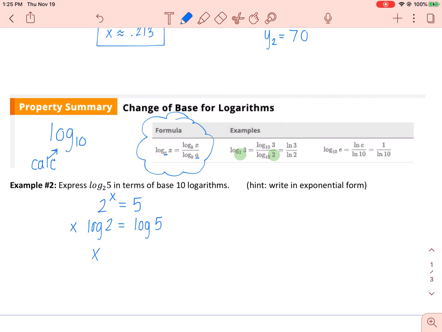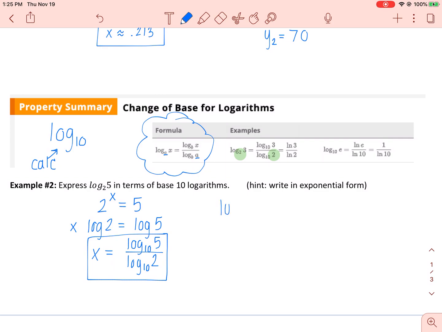I'm going to undo the multiplication with division, and look at that. I now have log of 5 over log of 2. When there's no actual log base written, you know the base is 10. Okay, so that's where it comes from. You just change the base from 2 to both having 10. If you want to just use the formula, by all means do that.